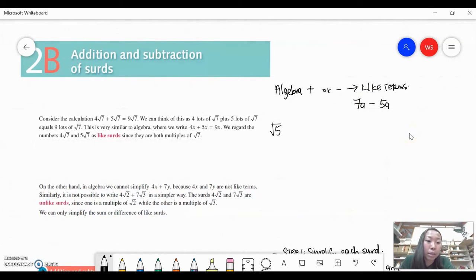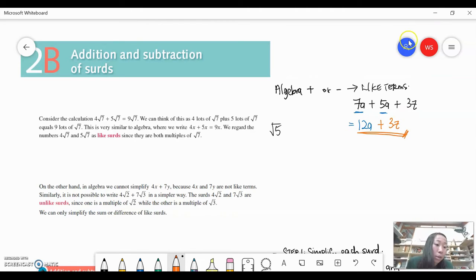So let's say if you have 7a plus 5a plus 3z, right? So 7a and 5a are like terms, so therefore I can simplify that to 12a. Basically, what I've just done here, because it's addition, I'm just adding up my coefficients 7 and 5. That becomes 12, and a just follows after. Now, with your 3z, there is no other like terms for that, so we'll just add on 12a plus 3z at the back, right? So this will be our simplified version of this algebraic term here.